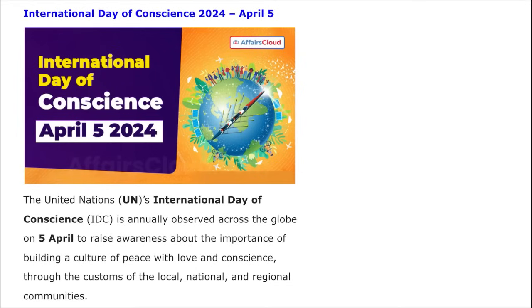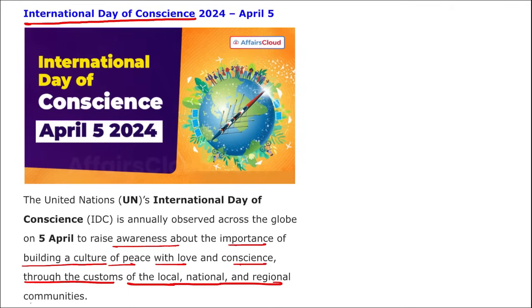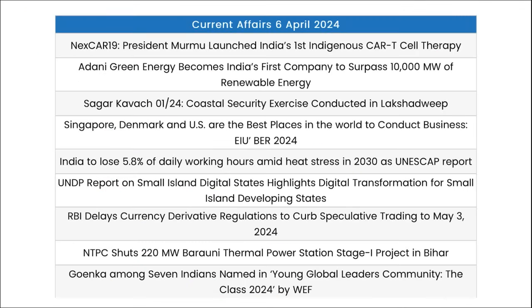Correct. Moving on. Next is International Day of Conscience. This day is observed on 5th of April. And this day is observed to raise awareness about the importance of building a culture of peace with love and conscience through the customs of the local, national and regional communities. Correct? And the first edition was observed in 2020. So friends, these were your important current affairs.